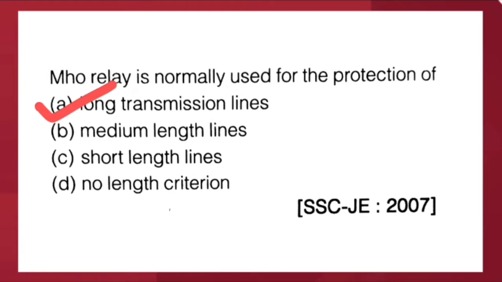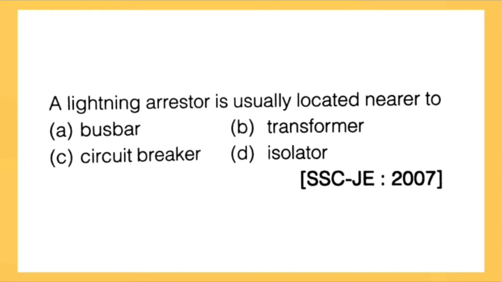Next question is: a lightning arrestor is usually located nearer to, and options are bus bar, transformer, circuit breaker and isolator. Correct answer is option B, transformer. Lightning arrestors are used to protect the terminal equipment of a power substation. Lightning arrestor is the first and also last equipment of the substation.